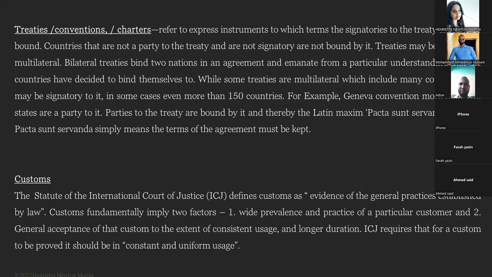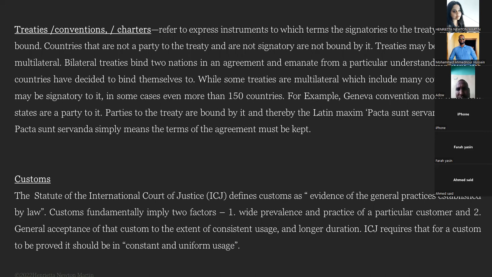What are these treaties, conventions, and charters? I'm sure you know this as well. Now, these refer to express instruments or a kind of covenants that are drawn up, to whose terms the signatories to the treaty agree to be bound. Means there are parties to the treaty. The parties to the treaty are normally countries, or states. And the states who sign the particular treaty, or are signatory to it, are called members to the treaty.